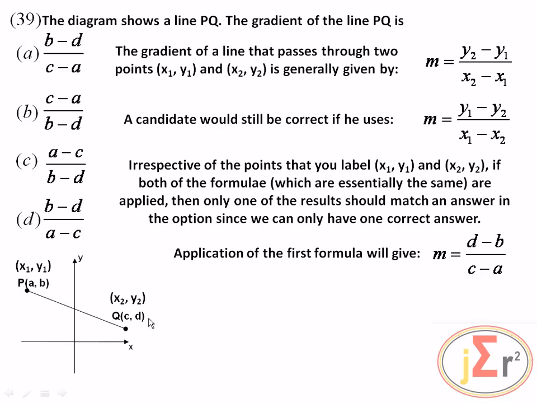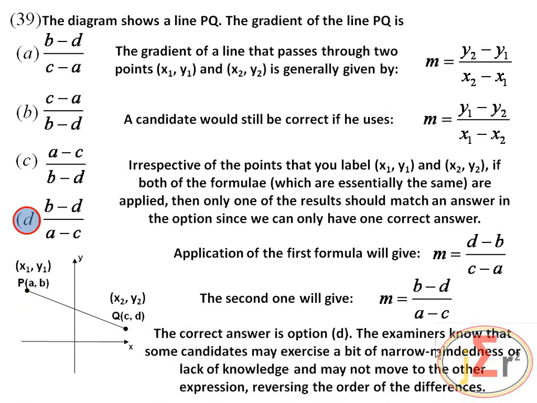So y2 is d minus y1 is b, so d minus b over x2 is c minus x1 is a, c minus a. There we have it. Here we have c minus a, but we do not have b minus d. Right here we have d minus b. That is not correct. The second one will give y1 b minus y2 d, b minus d, over x1 a minus x2 c. There we have it.